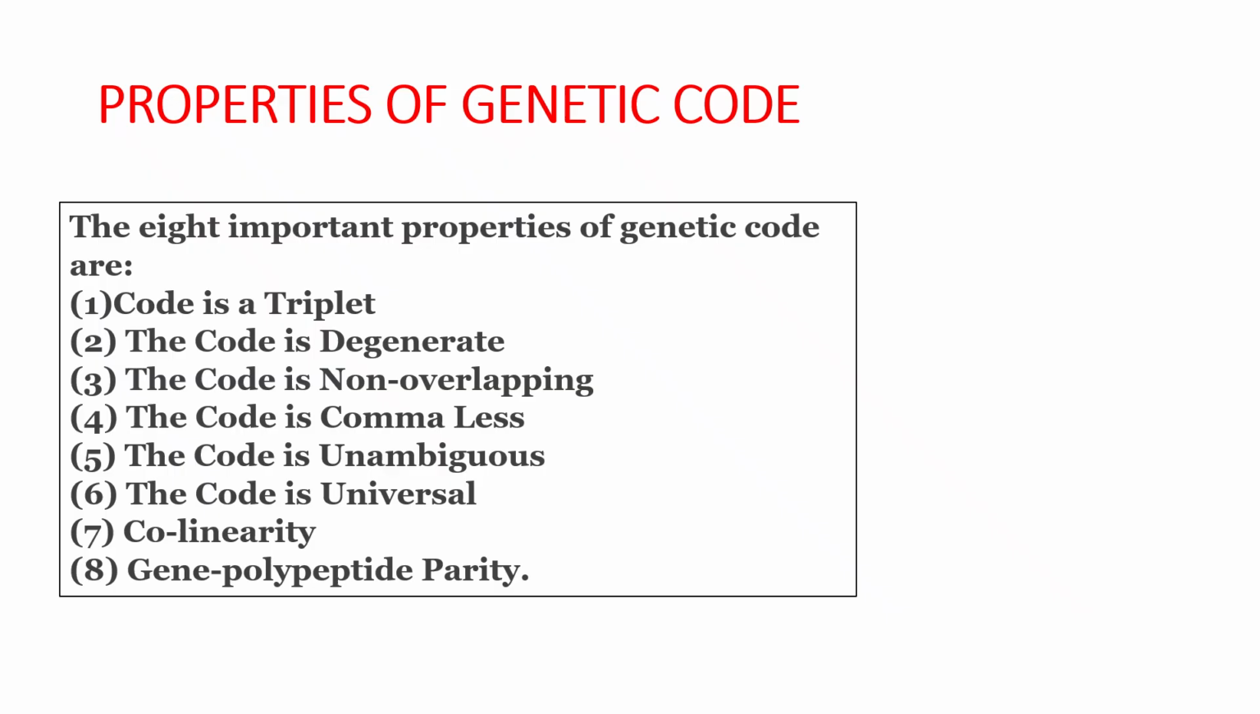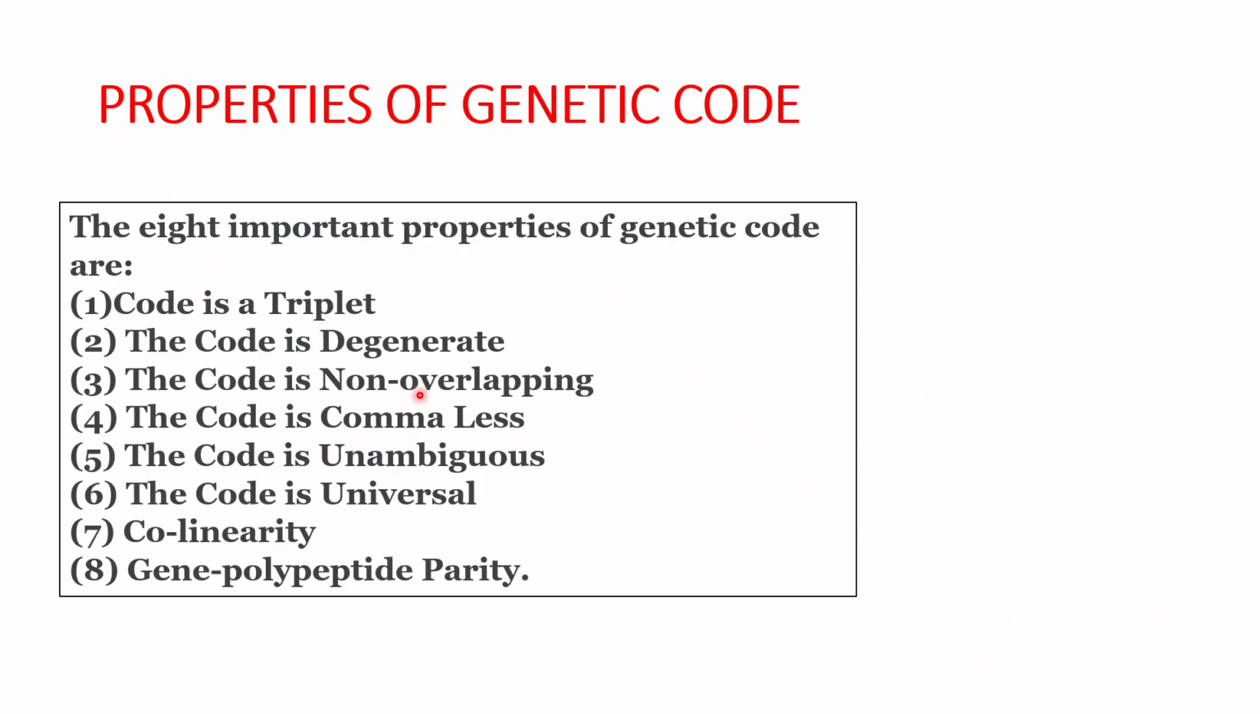Properties of genetic code means there are some unique things about genetic code which don't change or alter when we read DNA from different species. That means these are common features shared by the genetic code of all organisms. So there are 8 such important properties of genetic code.